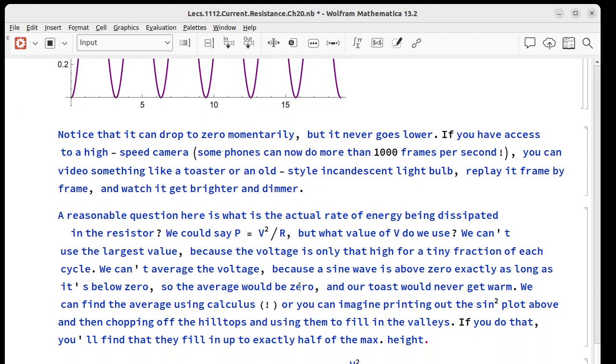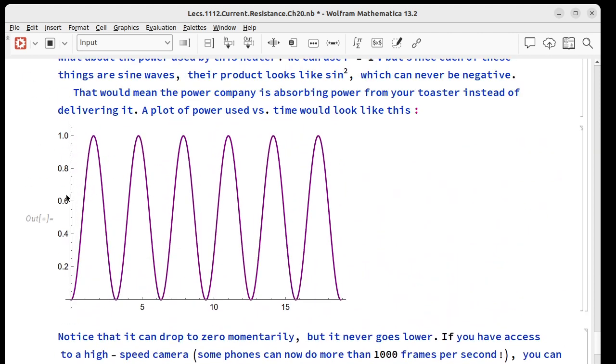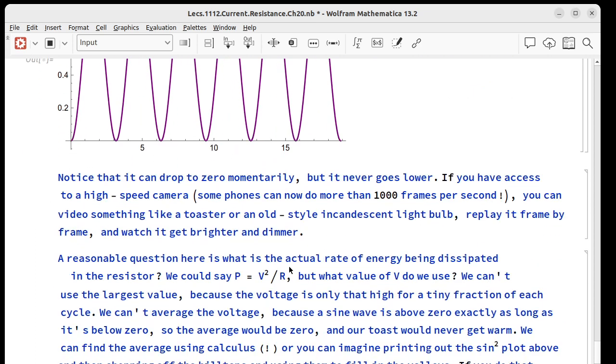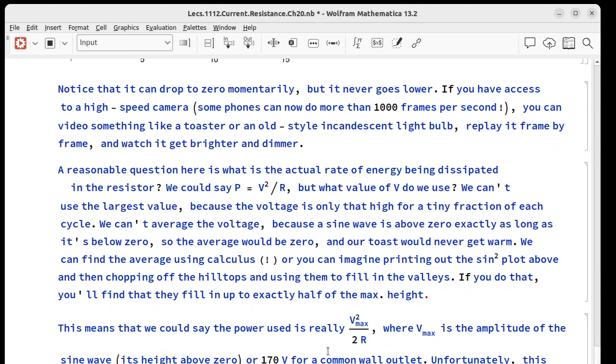If we could find the average using calculus, which of course we're not going to do, you could imagine you print out this plot and cut off the tops at the right size to fill in the valleys. The height of the resulting rectangle would give you your average, and it would actually be right here at 0.5. So it's 1/2 the maximum. This means the power that toaster is using is Vmax squared over 2R, where Vmax is our 170 volts, our largest value.